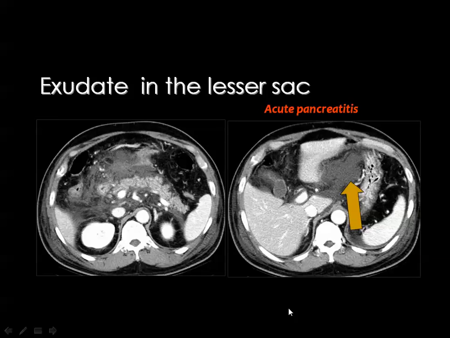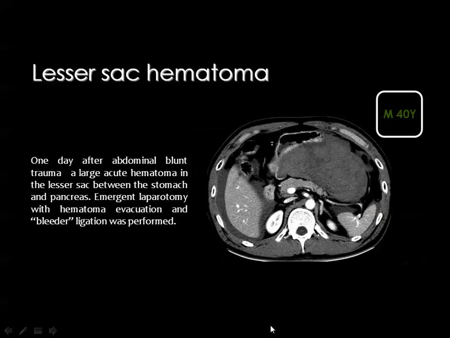Then this is an example of acute pancreatitis. You see that the pancreas is relatively swollen, and the peripancreatic fat planes are obliterated by fluid density, and there is reticulation of the fat, and this arrow points to the fluid which is located in the lesser sac, secondary to acute pancreatitis.